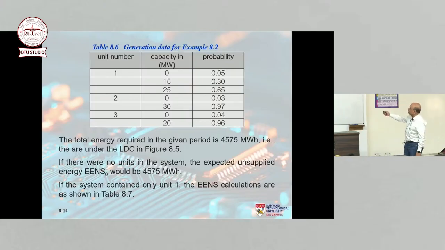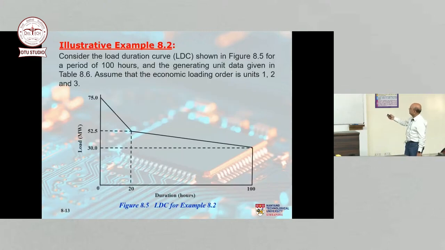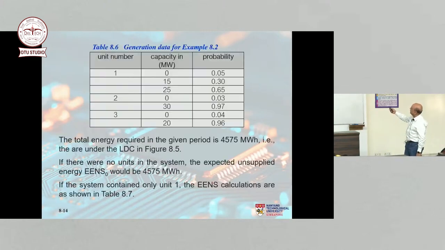Generator 2, the usual 2-state unit. Generator 3, the usual 2-state unit. So the total installed capacity is 25 plus 30 plus 20, 75, correct? No, 75 is the load. The total installed capacity is 25 plus 15, 40. So this one is 40 plus 30 plus 20, 90.